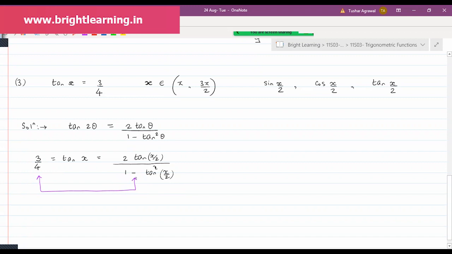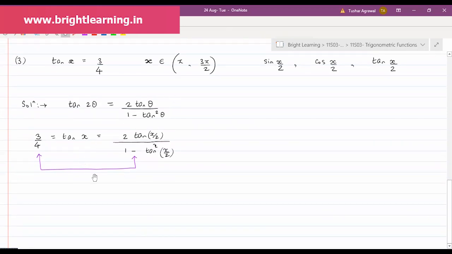You can solve it, but the only problem using this tan formula is that the quadratic equation will give you two values of tan x by 2. And now which of those two values to keep and which one to discard? That is a little problematic. So for that, I'll just solve it.